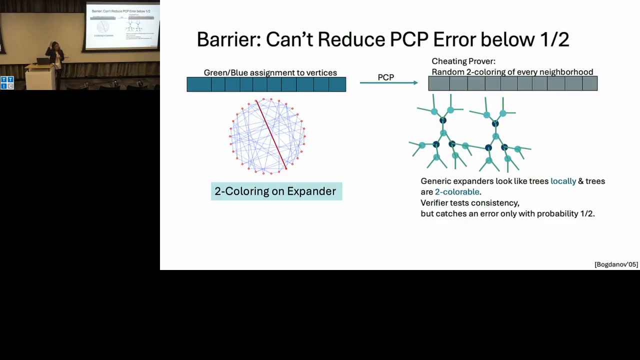Like, I don't know if I get it correctly, but if you test one more and see if they are still consistent, can't you reduce the probability that they pass with consistency to like 1/4? Yeah, but we were interested only in two query PCPs. So with two query PCPs, oh, I see, yeah, you can only get it to half. Yeah. So any other questions?